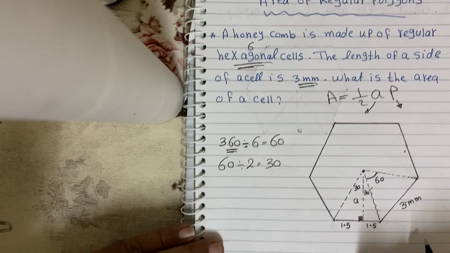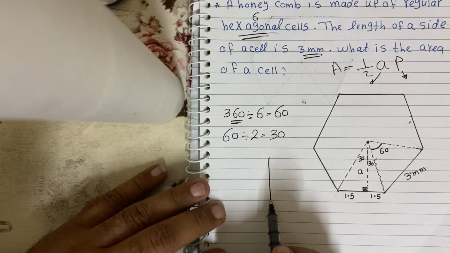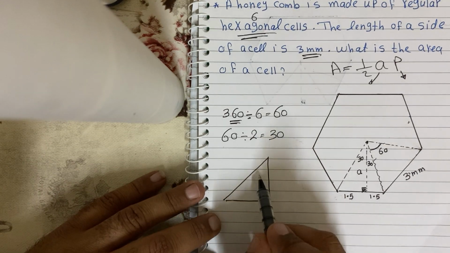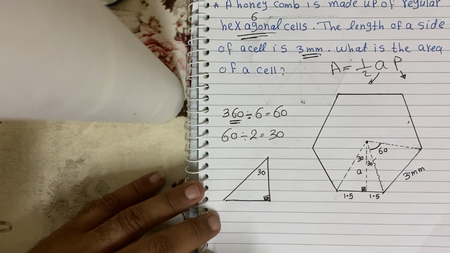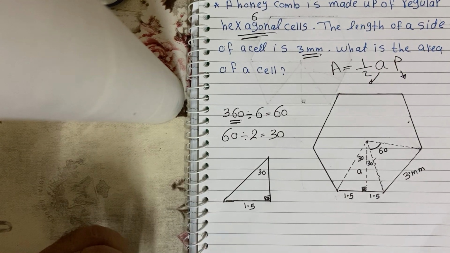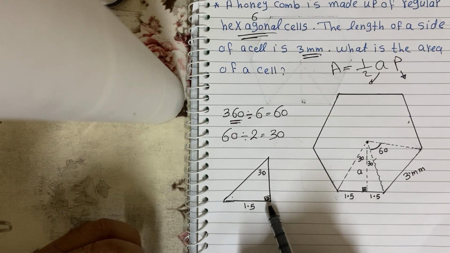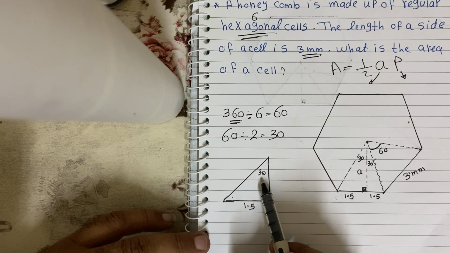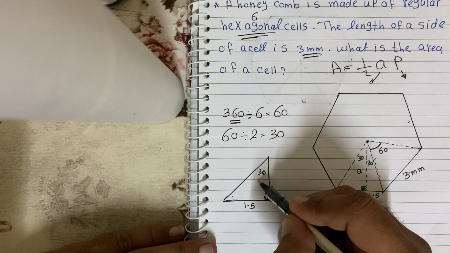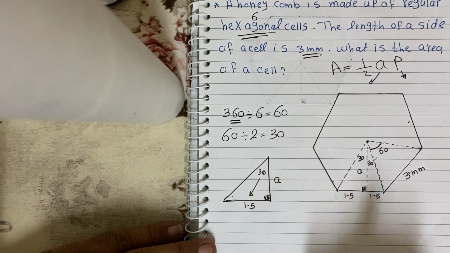Let's draw it outside. The triangle is like that. We have a right angle here, this angle is 30, and this side is 1.5. As we know, if you have 90 degrees and 30 degrees in a triangle, this triangle is called a 30-60-90 triangle. We need to find the apothem, the height.